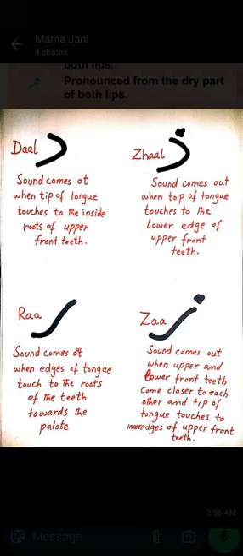The parts of our tongue we have learned before in a lesson. To understand the parts of the tongue, the tip of our tongue, top of our tongue, middle part of the tongue, please look at the video we have learned before, the parts of the tongue. So the sound of zal comes when the top of our tongue touches the lower edge of the upper front teeth.